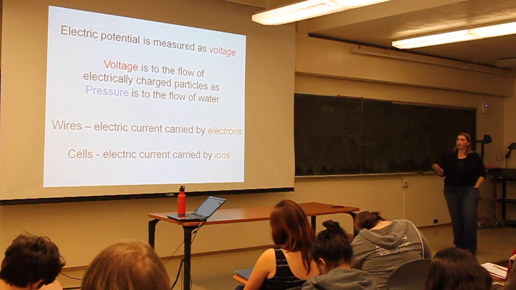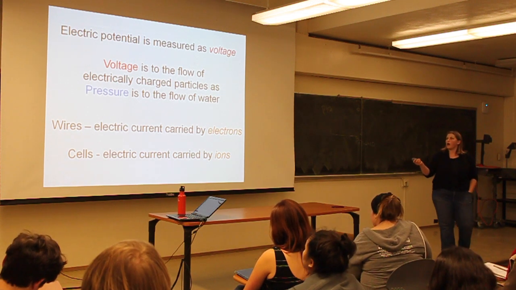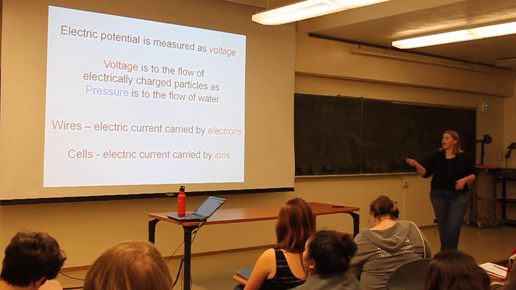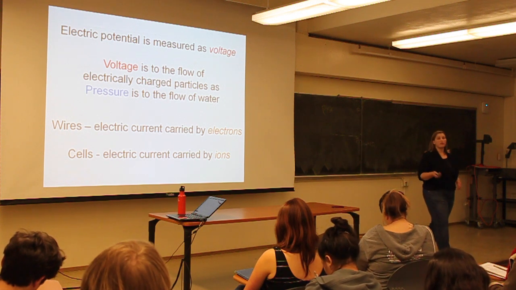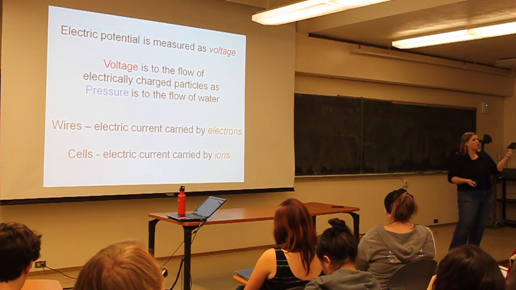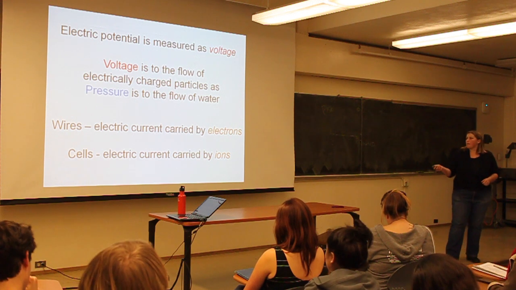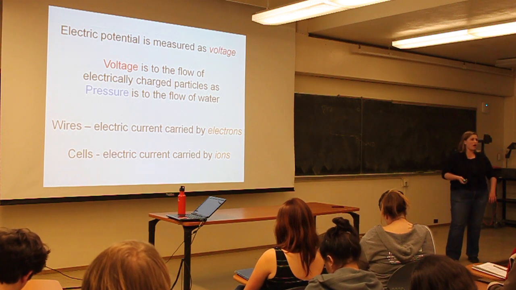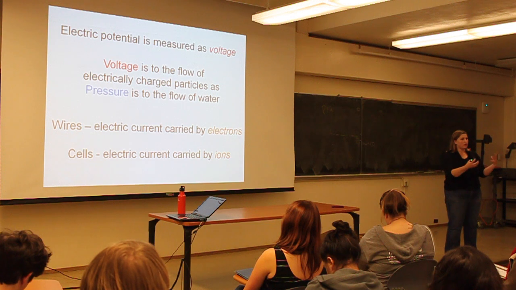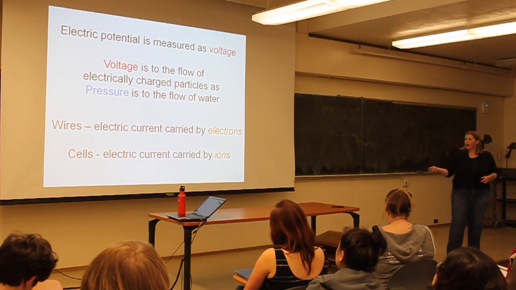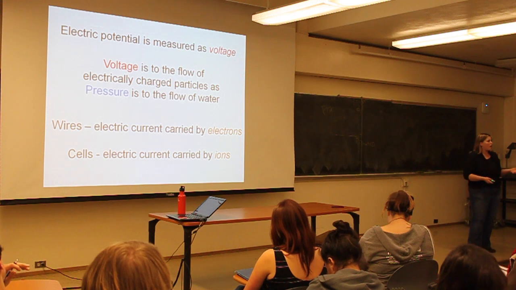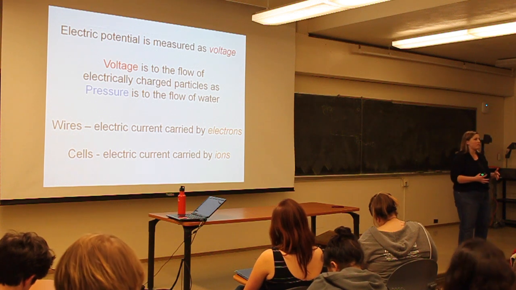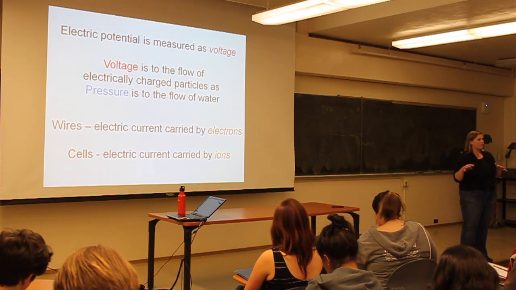So electric potential is to voltage as voltage is to the flow of these electrically charged particles, these ions, as pressure is to the flow of water. So you could think about voltage as electrical pressure, if you will. Okay? In wires that carry your electricity, our electric current is carried by electrons. That's an idea that you should be somewhat familiar with. In cells, our current is actually carried by charged ions, like sodium, calcium, chloride, that kind of thing. Okay? Everybody with me so far?